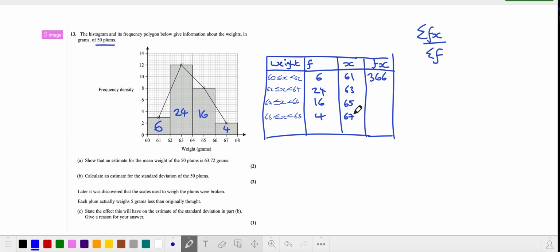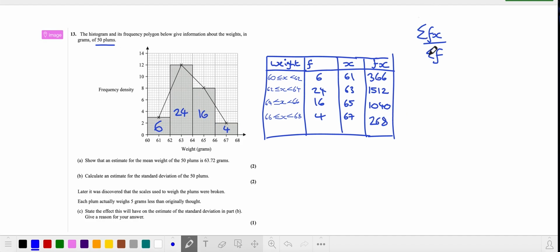24 times 63, no idea. I'm going to get my calculator out for that one. 24 times 63, 1,512. 16 times 65, 1,040. 4 times 67, 268.